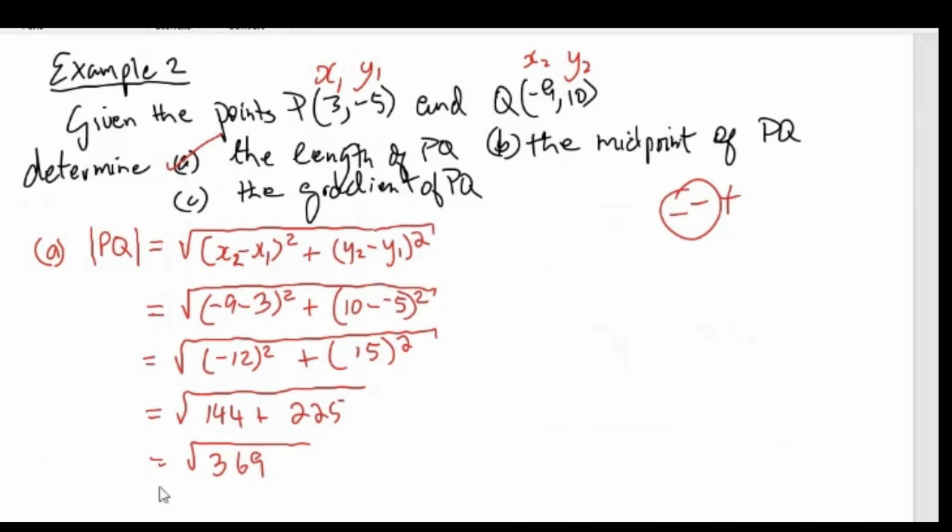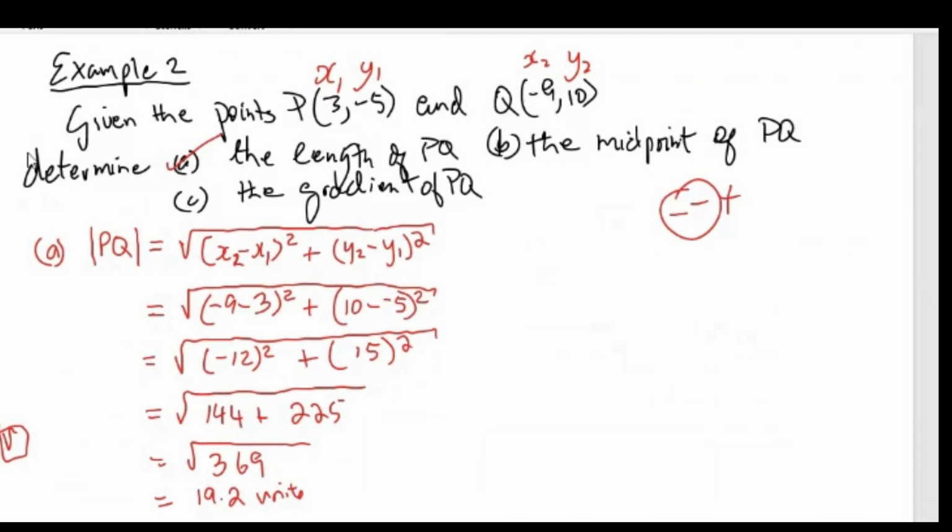And that will be equal to 19.2 units. Using a calculator, you press the square root button, and then press 369 equals, and you should get 19.2 units to one decimal place. All right, 19.2 units. Is that clear?